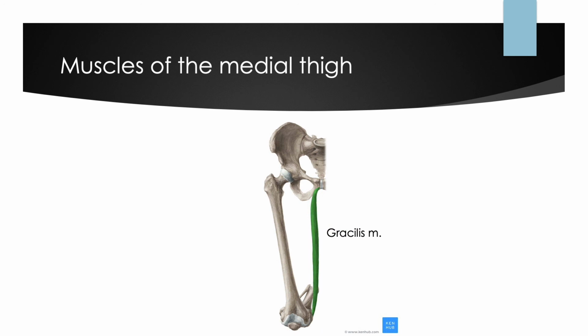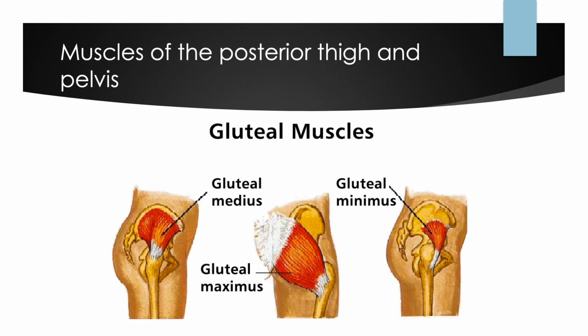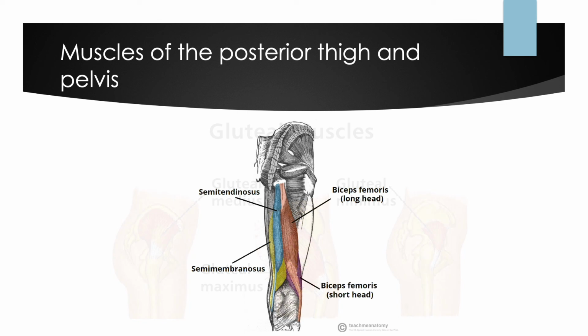Next, this muscle here highlighted in green is called the gracilis muscle, and it is the innermost leg muscle. Now we are going to talk about the gluteal muscles. So the only two gluteal muscles you need to know are the gluteus maximus and gluteus medius. The gluteus maximus is actually the biggest muscle in our bodies, and it sits on top of the gluteus medius, which is underneath.